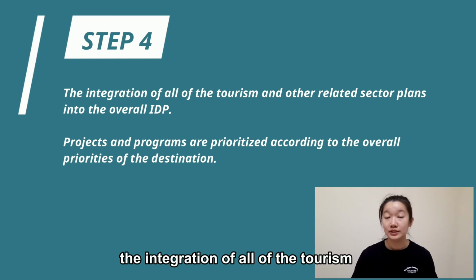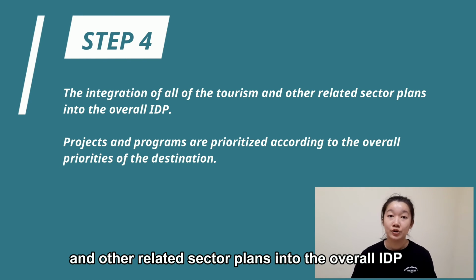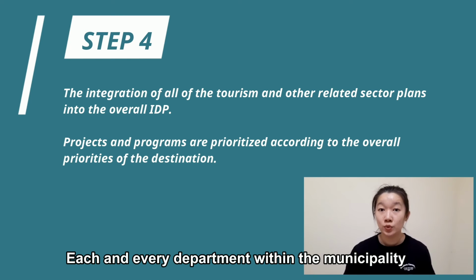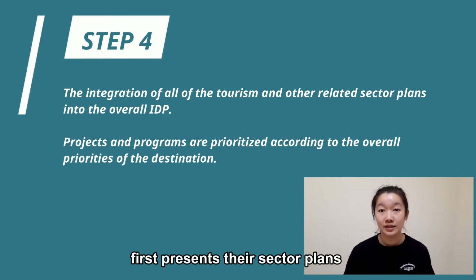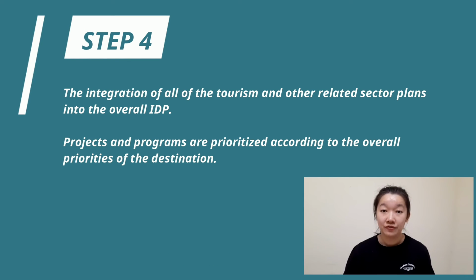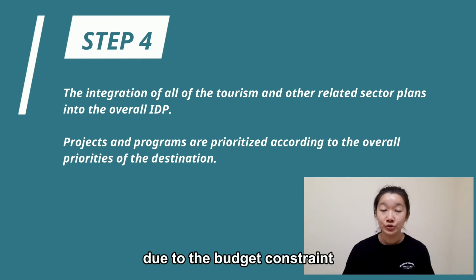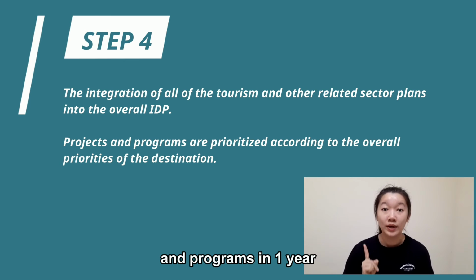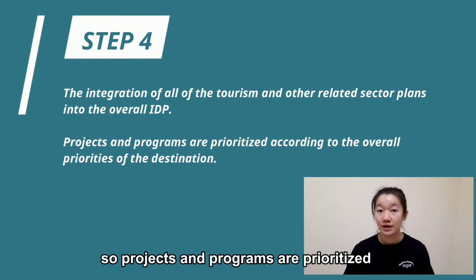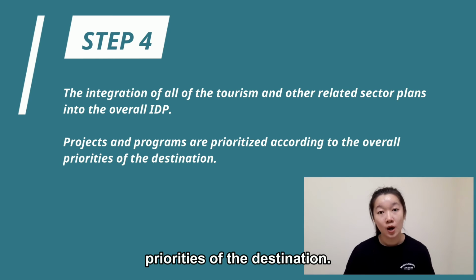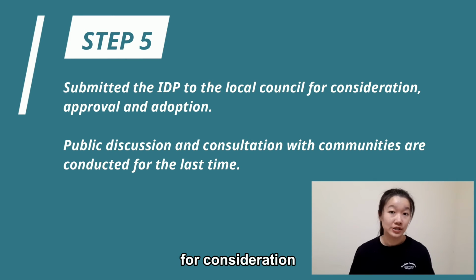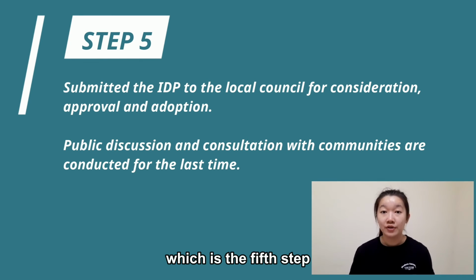The fourth step is the interpretation of all of the tourism and other related setup plans into the overall IDP after all community participation meetings have taken place. Each and every department within the municipality first present their setup plans for their sector or industry before the planning committee. It must be noted here that due to the budget constraint, it is not always possible to integrate all projects and programs in 1 year. So projects and programs are prioritized according to the overall priorities of the destination. The IDP is then submitted to the local council for consideration, approval and adoption, which is the fifth step.